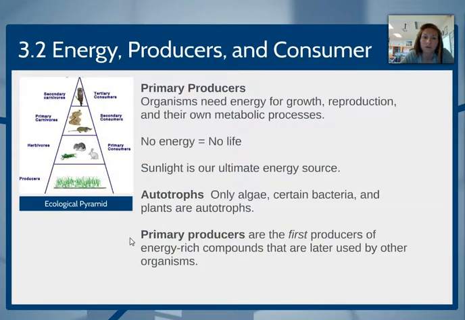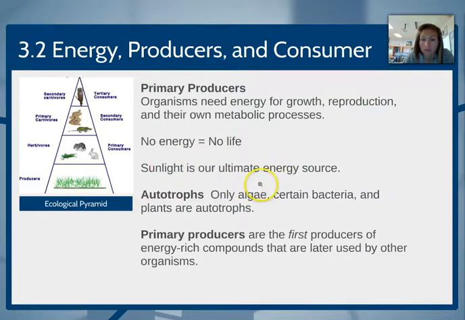Now 3.2 covers energy producers and consumers. So again, this is a topic that you should have some knowledge of. And we learned the other day that primary producers are organisms that need energy for growth, reproduction, and are able to do this with their own metabolic processes. Now, primary producers are very essential to life because they basically put energy in a form that we can acquire. And if we didn't have energy, there would be no life.